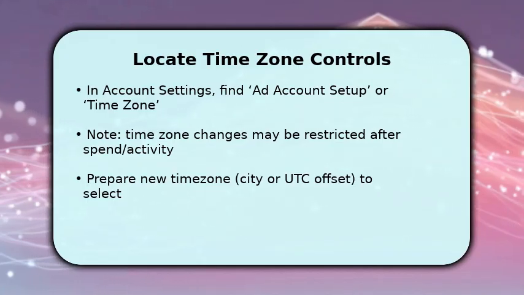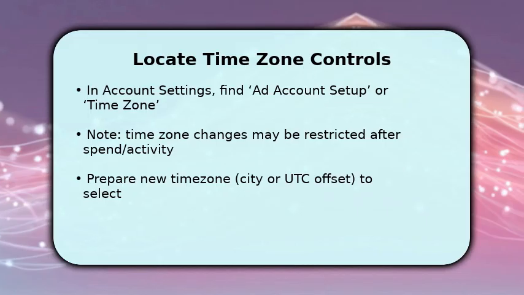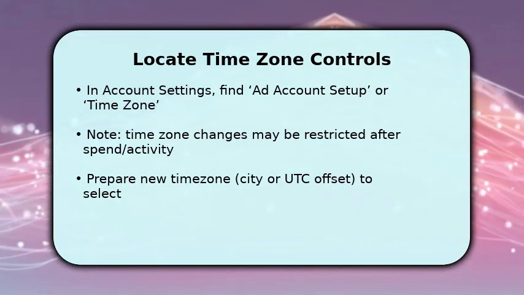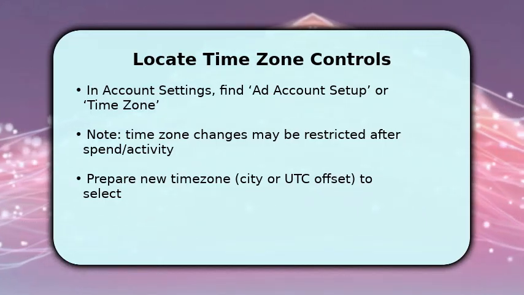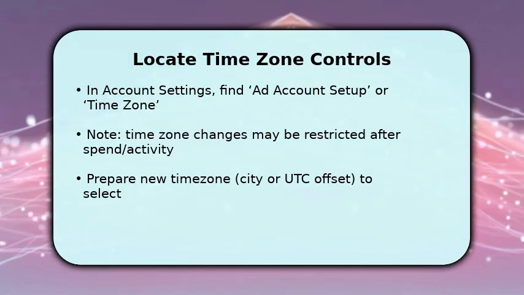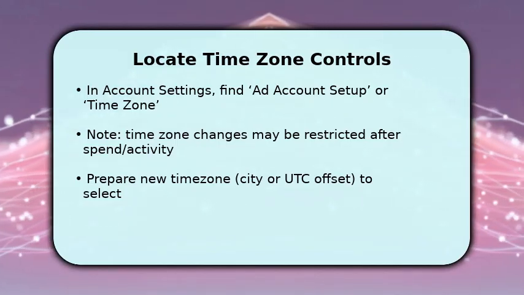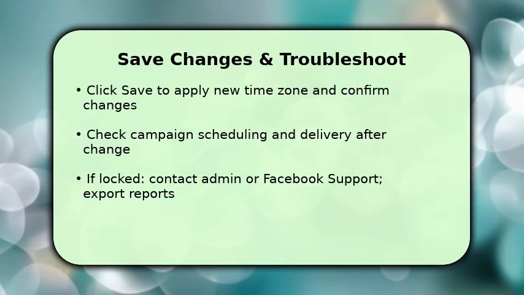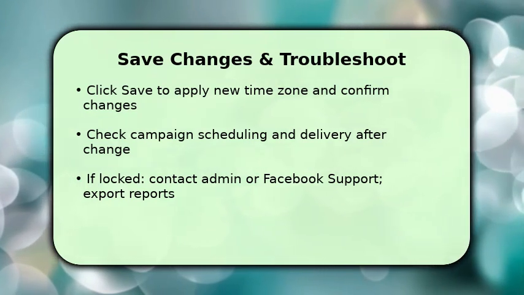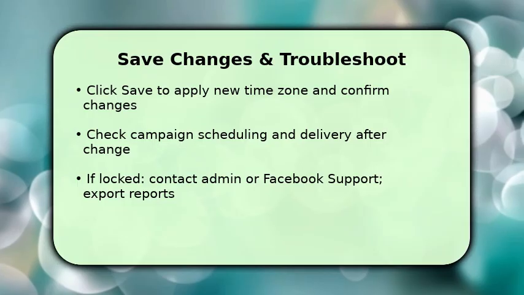Pick the same zone used in your analytics to keep cross-channel reporting aligned. Make sure to double-check daylight saving implications. When the new zone is selected, you're ready to apply changes. Save your selection and confirm the change. Facebook will update reporting timestamps for future activity only.